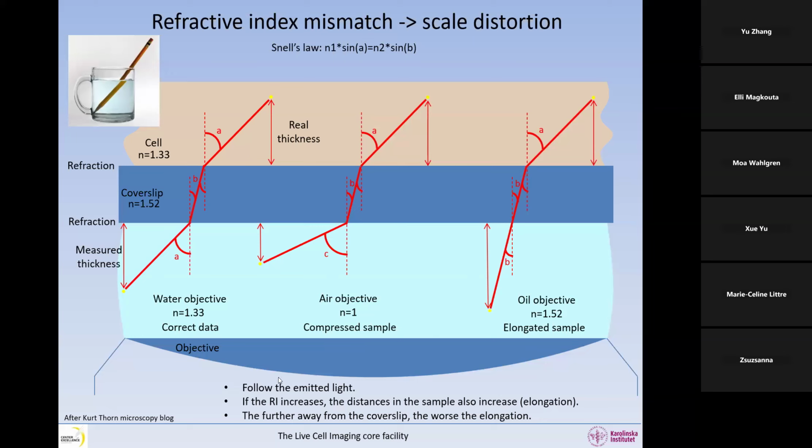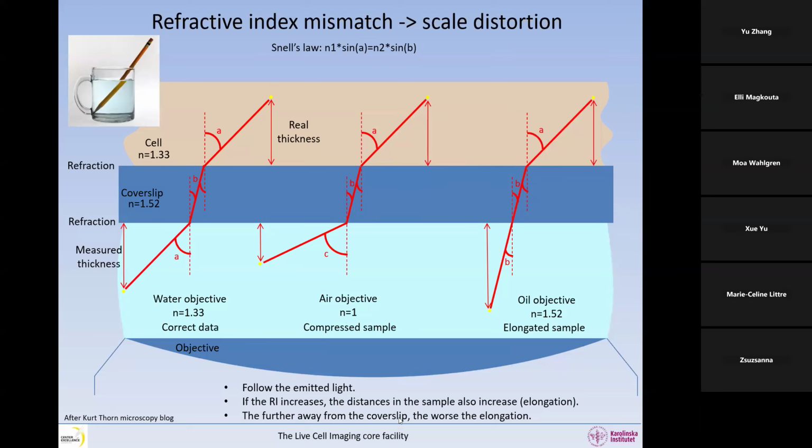If you follow the emitted light, so we follow the light that goes from the sample to the objective, the refractive index, when the refractive index increases, for example, here in the sample is 1.33, here is 1.52, it increases. So then the distance in the sample also increases. We get an elongation. So when we follow the emitted light, if the refractive index increases, we get elongation. If the refractive index decreases, we get a flattening of the object.